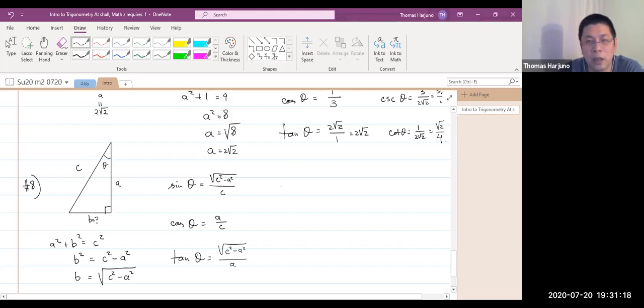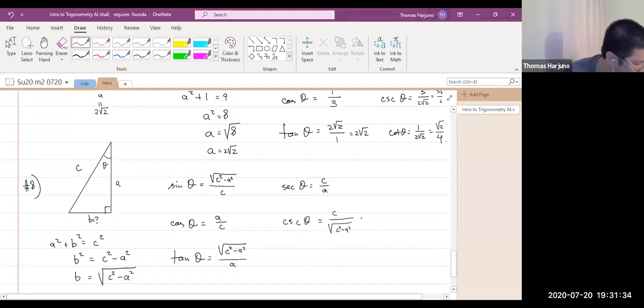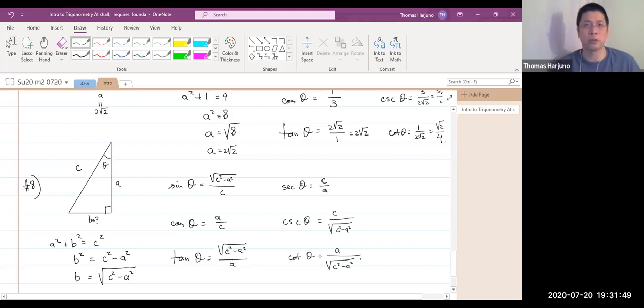Okay, and then secant theta, that's the reciprocal of cosine. Cosecant theta is the reciprocal of sine. And then cotangent theta is the reciprocal of tangent. Okay, and then from there you can rationalize your denominator.